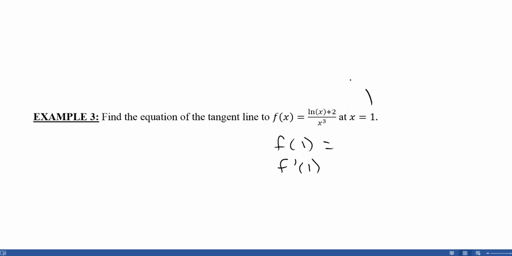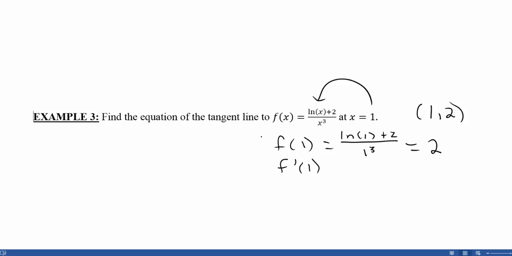f of 1 means I'm going to plug 1 into the original function. So that means I'm going to have the natural log of 1 plus 2 all divided by 1 cubed. Now the natural log of 1 is going to give me 0. 0 plus 2 is 2, divided by 1 gives me a value of 2. So that means the point where my tangent line is going to touch is the point (1, 2). Now, I also need the derivative at 1.